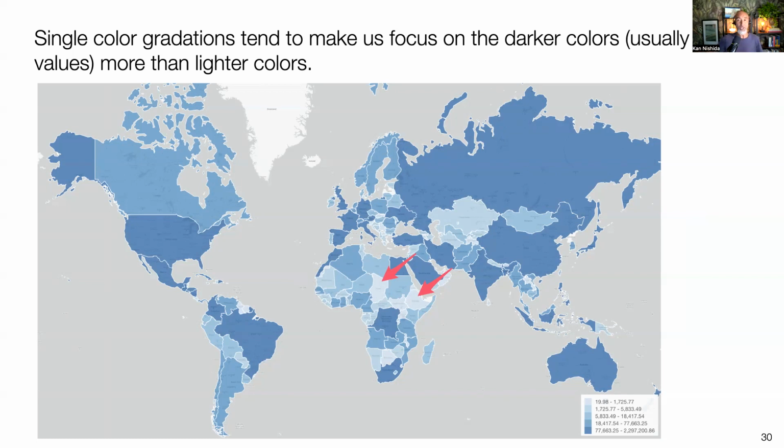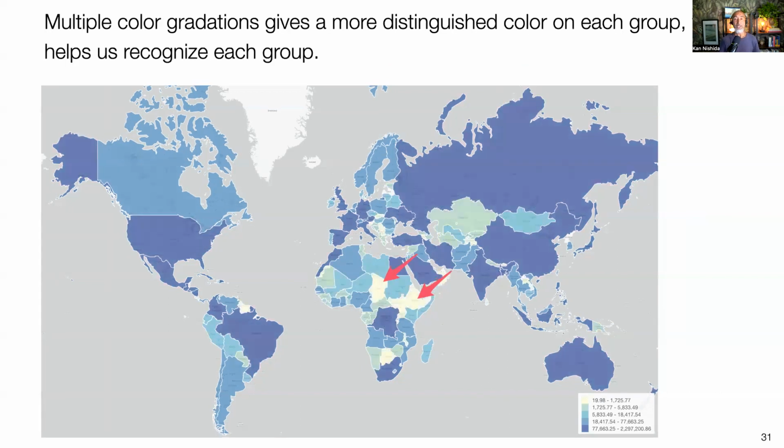Even the audience looking at the chart you create probably won't pay attention to those lighter colors. In that case, you might want to consider using 2 colors, because with yellow and blue, both of them can be distinguishable and recognizable.